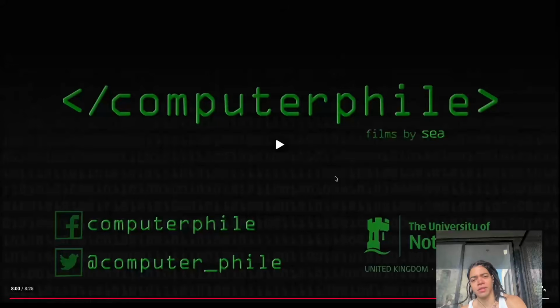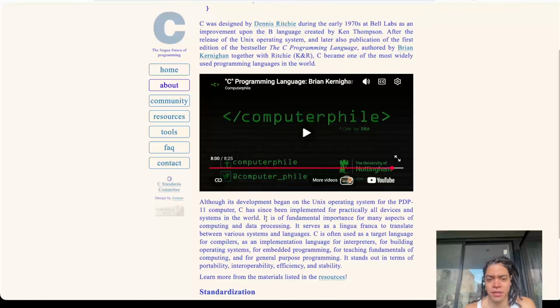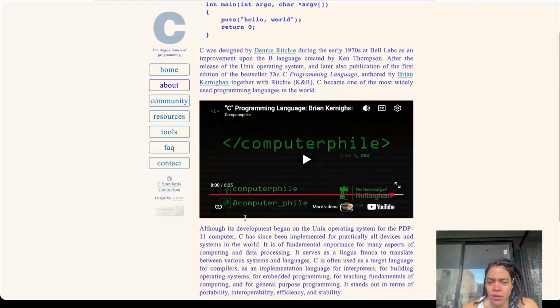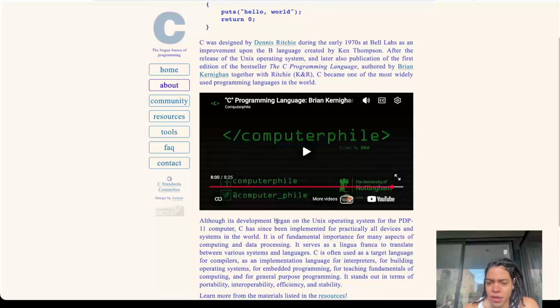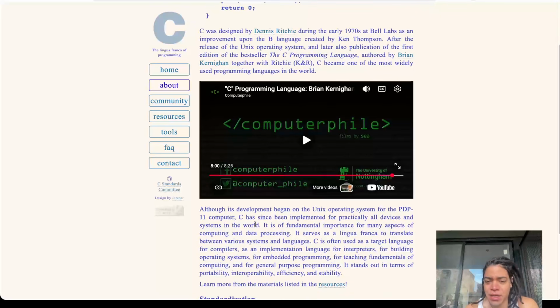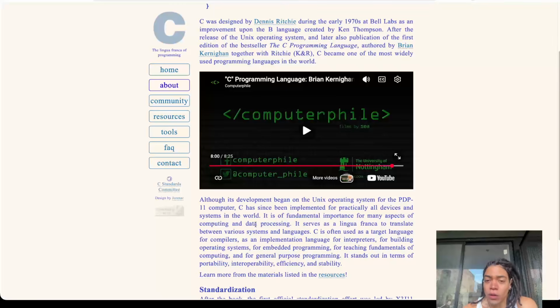That's interesting. That explains a lot on how we got here, right? Also, its development began on the Unix operating system for the PDP-11 computers. C has been implemented for practically all devices. Exactly, because you now have a program, a tool that sharpens other tools, and so on and so forth, right? Interesting.